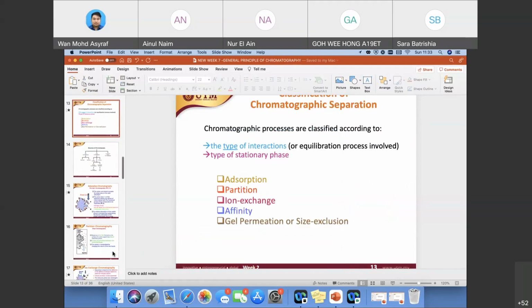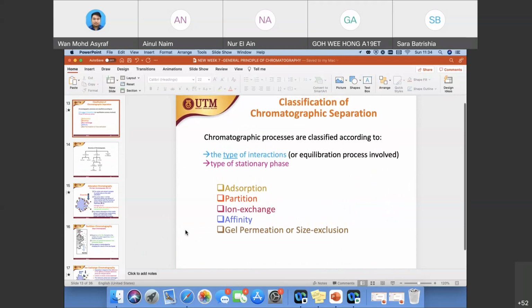Now we are going to look into the classification of the chromatographic separation. Chromatographic separation can be divided into 5 types, which is 5 types of stationary phase. The first one is adsorption chromatography, and then partition chromatography, ion exchange chromatography, affinity chromatography, and gel permeation or size exclusion chromatography.